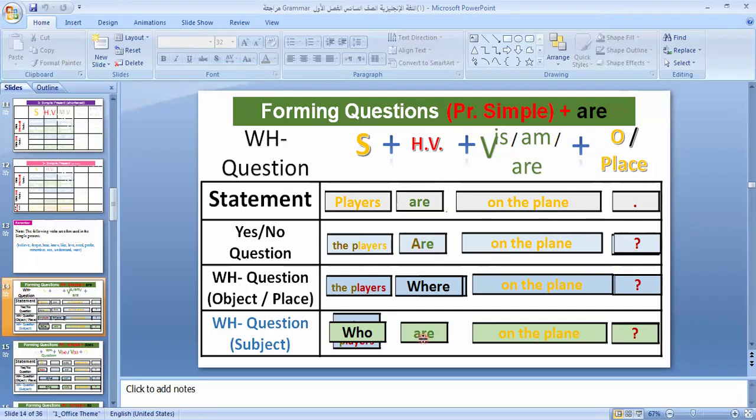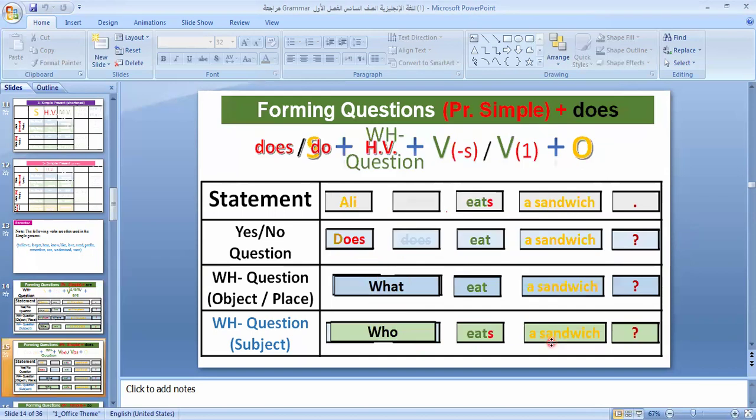We say here, who are on the plane. When we ask about the players here, I ask about the subject pronoun. We say, who are on the plane. Let's go to another item here, which is the present simple form.